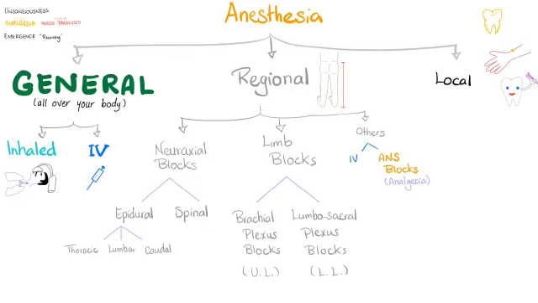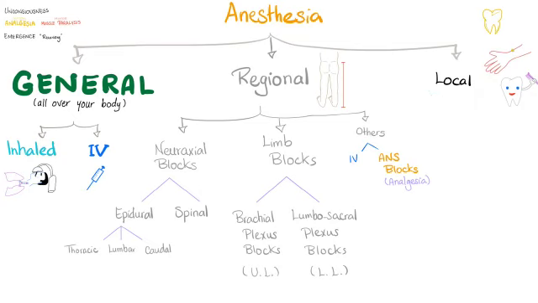So let's summarize anesthesiology. You have general, you have local, you have regional. General is all over your body. Local, just a teeny tiny location of your body. Regional is in between. Okay, general could be inhaled or intravenous. How about local? Usually an injection or a spray.